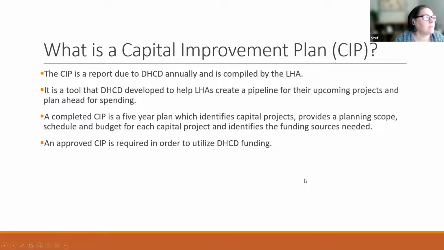Okay, so a capital improvement plan is a report that LHAs submit to DHCD every year. And it's a tool that DHCD developed to help housing authorities create a pipeline or a schedule for their upcoming projects and to plan for their spending. A complete CIP is a 5-year plan which identifies capital projects, provides planning scope and schedule and budget for each capital project, and identifies the funding sources for each project. And then an approved CIP is required for DHCD to approve and put funding towards that project.